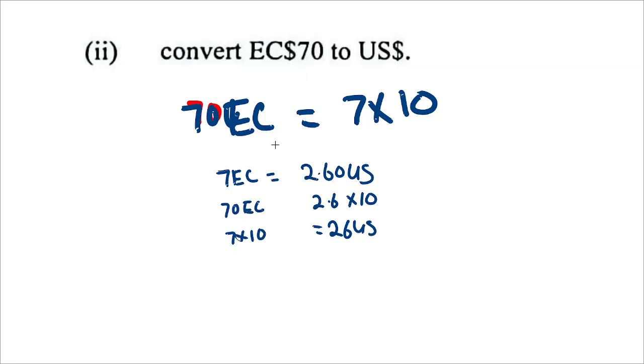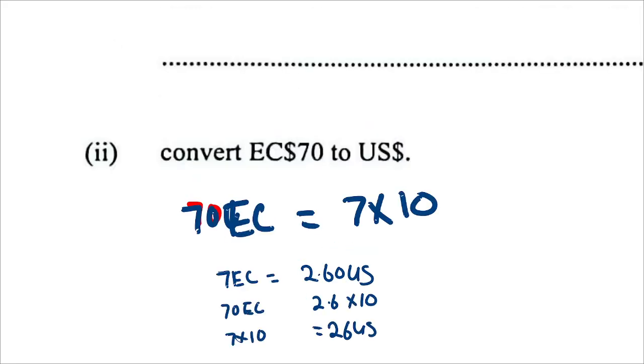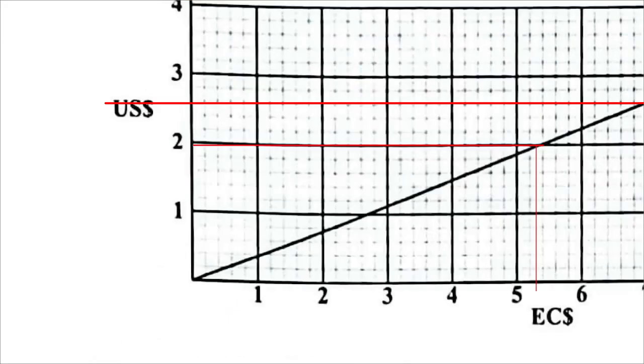Because if you look at the graph here, it's continuously going up, so there's no change in it. You know that we don't have 70. You see what is a multiple of 70? We see 7, right? 7 by 10. So to get that US dollar, we just multiply whatever 7 EC is in US by 10 to get how much is 70.